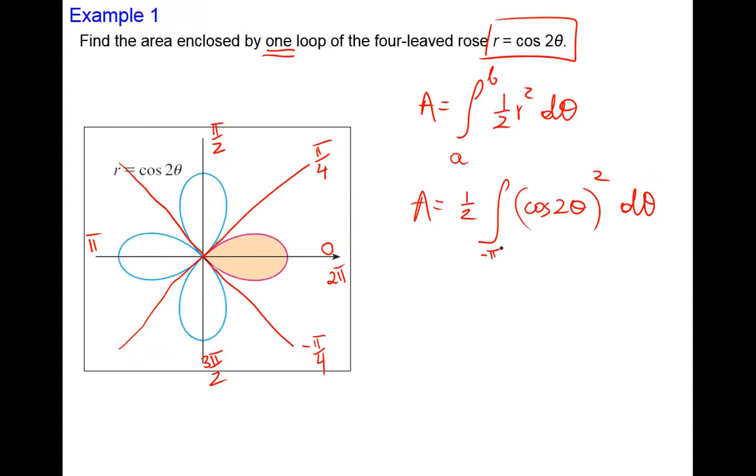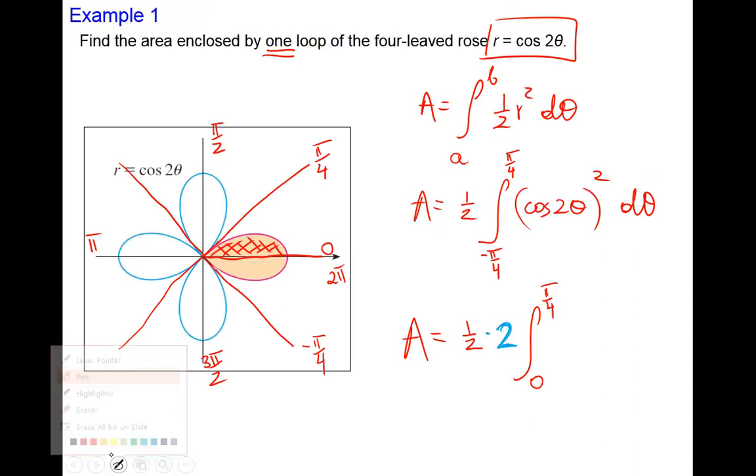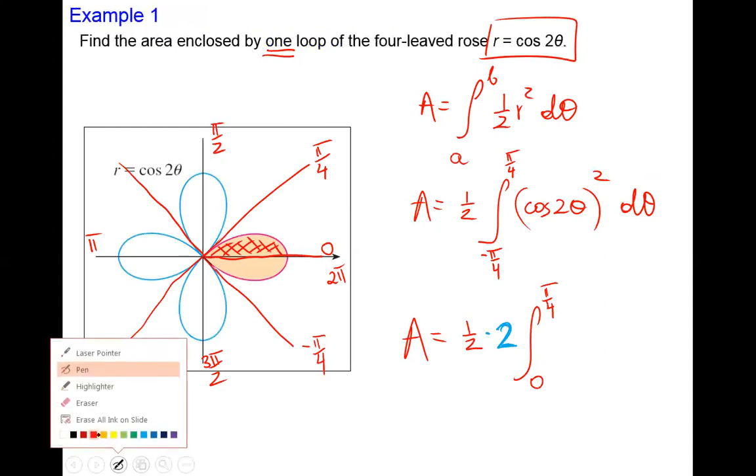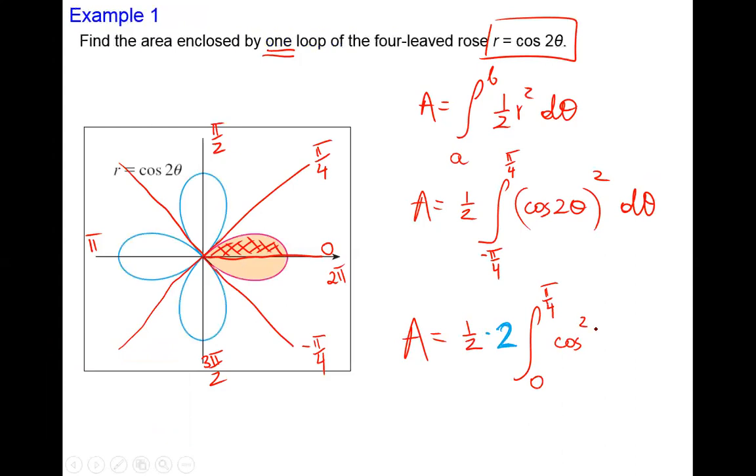That means I can put my limits. Do you think I can use some symmetry and simplify my integral? Do you think I can only focus on half of the loop and multiply by 2? 1/2, and then I can say from 0 to 45? Yes, but please remember, multiply by 2, symmetry, which of course 1/2 times 2 will be gone. And I have cosine square 2 theta d theta.